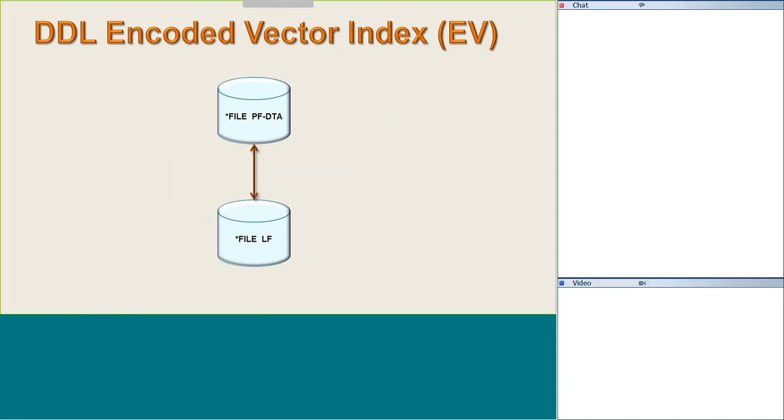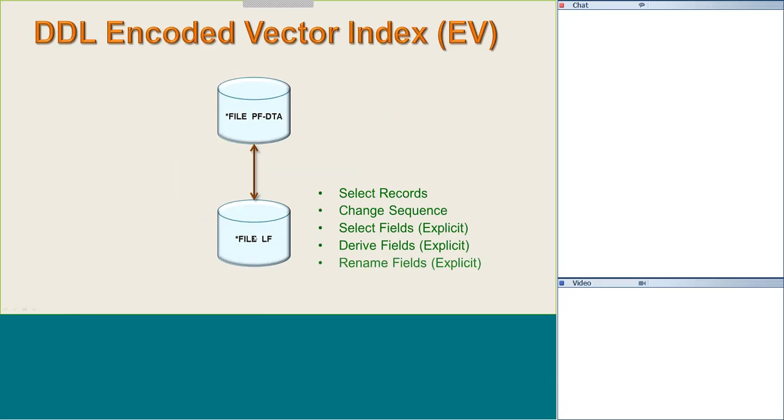Okay, encoded vector index, EV, or EVI, as it's commonly known, is a logical file over a physical data file. You can select records. You can change the sequence. You can select fields, i.e. you can be explicit about what fields you're including in the EVI. You can derive fields. You can rename fields. And you can reorder fields in the EVI. And that's it. You can do nothing else with that file. You can't read it, you can't write to it, you can't update it, you can do nothing.